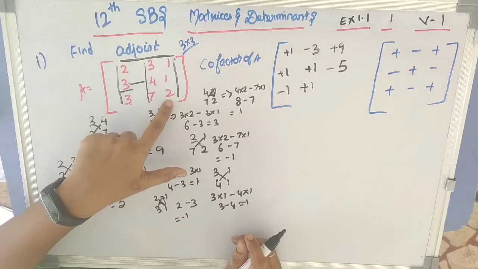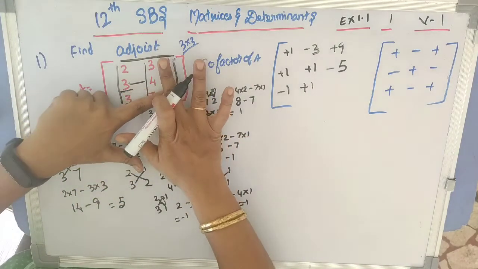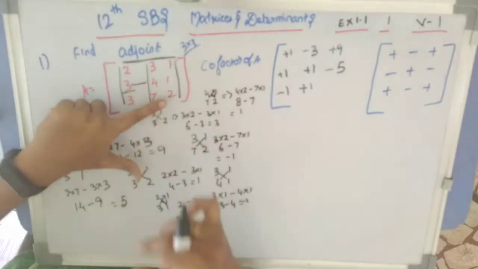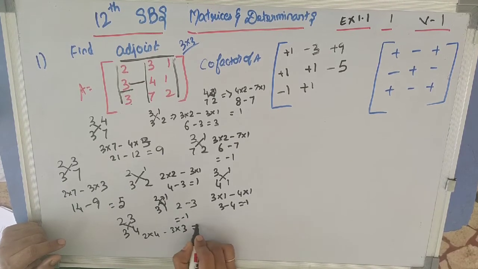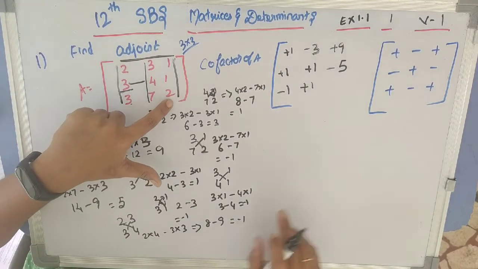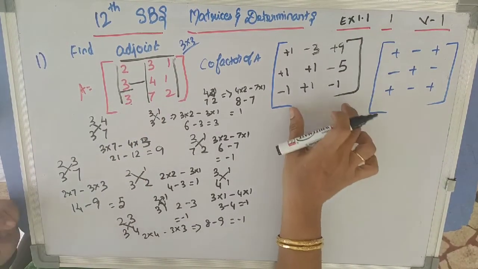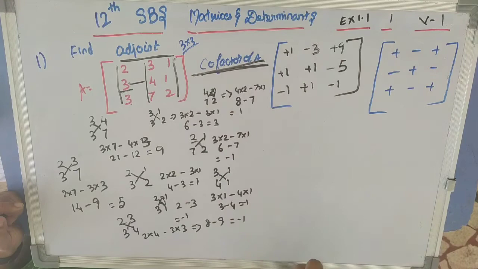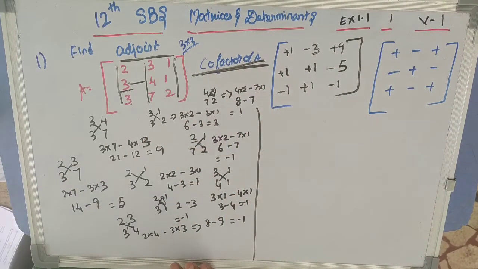Now we have to find the cofactor of 2. The 2 is in row 3 and column 3. Eliminating the numbers, we get 2, 3, 3, 4 as remaining. On cross multiplication, 2 into 4 minus 3 into 3, that is 8 minus 9, which is equal to minus 1. The sign convention of that place is already positive, so plus of minus 1 is minus 1. This is the cofactor of A. Take this as a rough column.